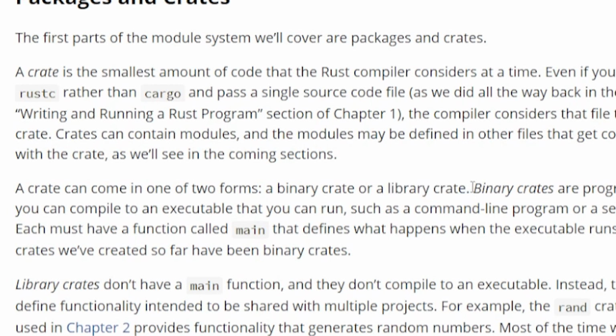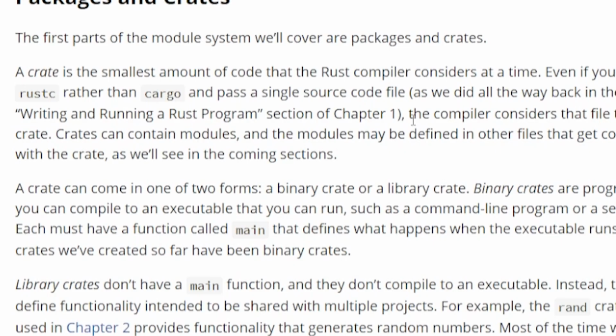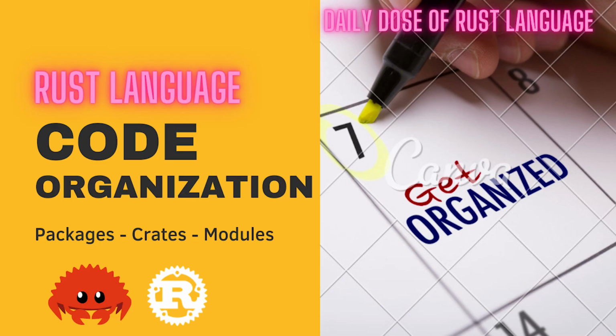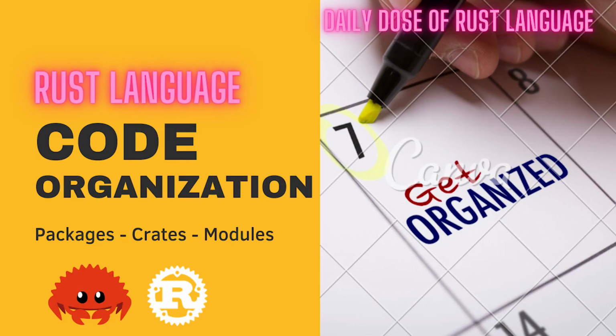Binary crates are programs you can compile to an executable and then run individually. Let's say command line programs or a server. Library crates, on the other hand, are not compiled down to executables, and they also don't have a main function in them. So now we have a little glimpse of what a crate is.